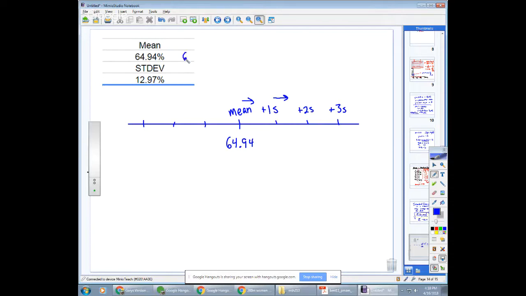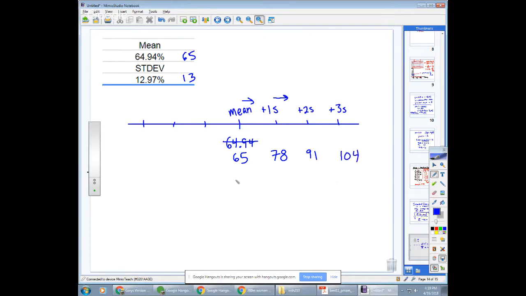So let's round these numbers a little bit to make it easier. Let's say the mean's about 65. And let's call the standard deviation, it's pretty darn close to 13, right? Let's just call it 13. So 65 is close enough. All right, what's 65 plus 13? 78. Then I'm going to add another standard deviation to that. So 78 plus 13 would be 91. And add another standard deviation to that, and we get 104.